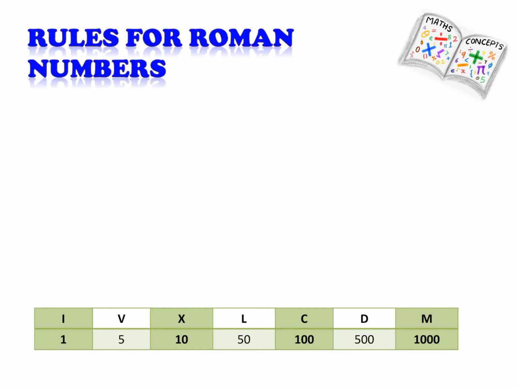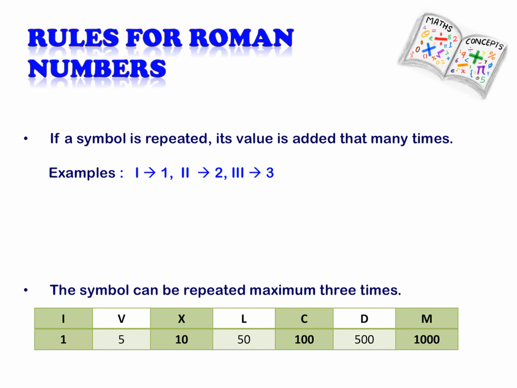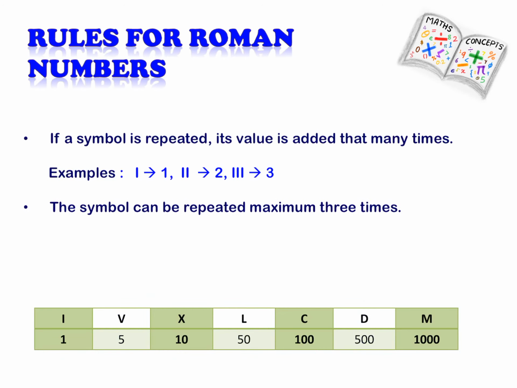Now let's move to rules for Roman numbers. The first rule is, if a symbol is repeated, its value is added that many times. For example, if I write I once, its value is 1. If I write I twice, then its value is 2. If I write I thrice, then its value is 3. But a symbol can be repeated a maximum of 3 times. It cannot be repeated more than 3 times. I cannot write I 4 times to write 4. We will learn how to write 4, but we cannot repeat the symbol 4 times.